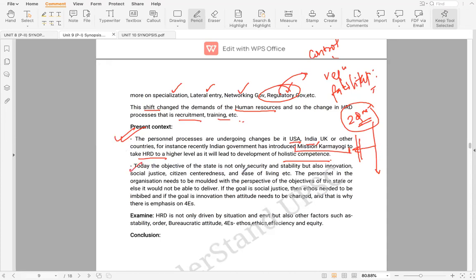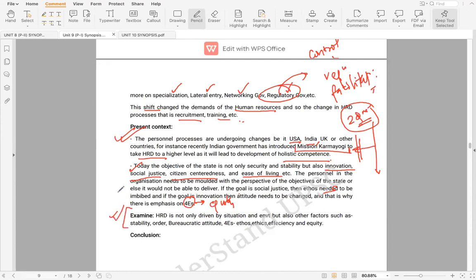So today, the objective of the state is not only security and stability, but also innovation, social justice, citizen-centeredness, ease of living, etc. The personnel in the organization needs to be molded with the perspective of the objectives of the state, or else it would not be able to deliver. If the goal is social justice, then ethos needs to be imbibed. And if the goal is innovation, then attitude needs to be changed. So we're basically talking about how attitudinal and aptitudinal changes need to be done. And that is why there's an emphasis on 4 E's, which is also equity, right? HRD is not only driven by situation and environment, but also other factors.